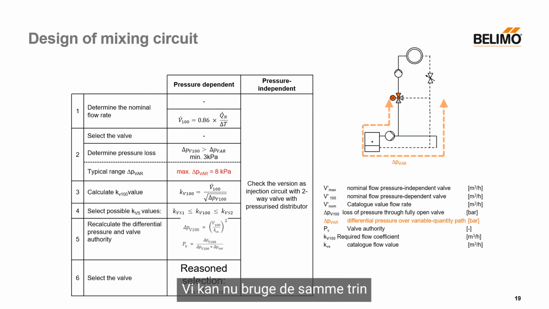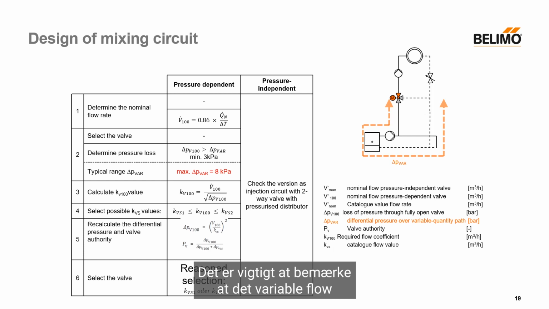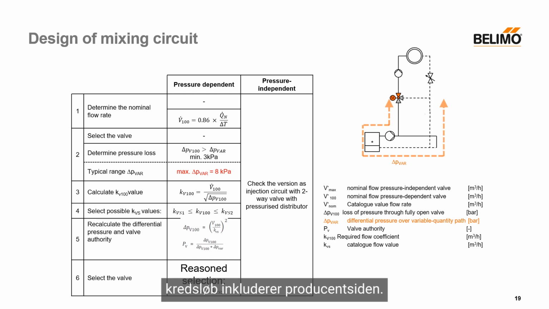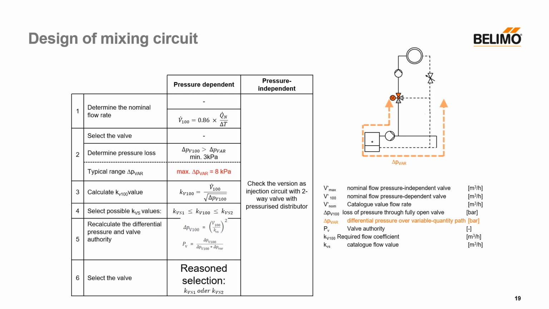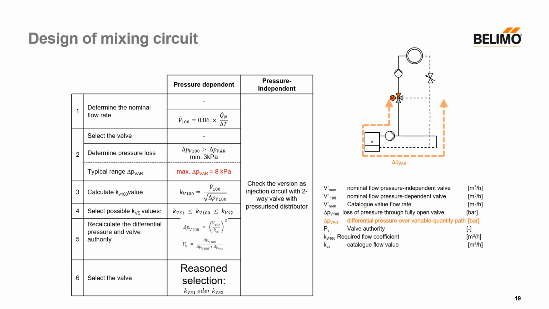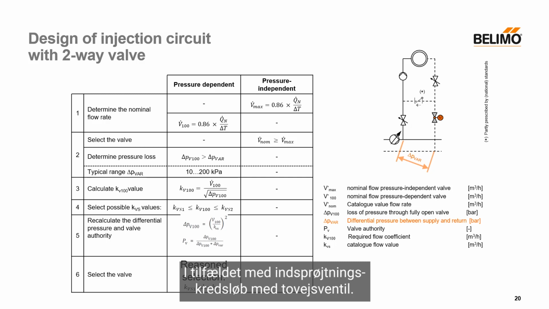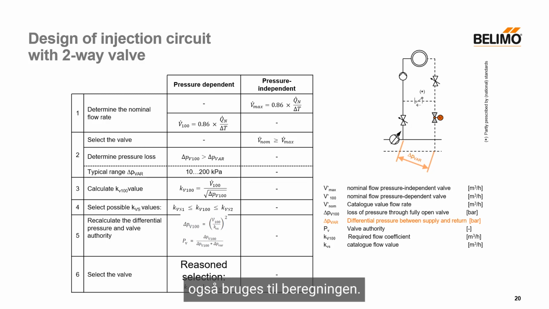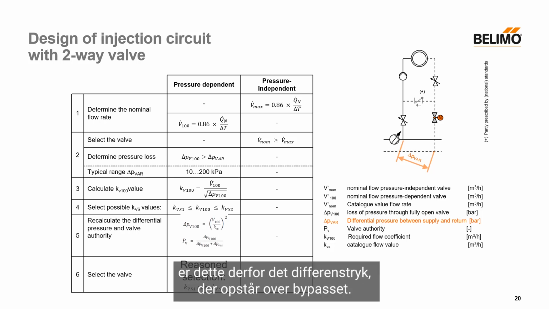We can now use the same steps to design the mixing circuit. It is important to note that the variable flow circuit includes the producer side. We recall that the mixing circuit is used where there are low-pressure manifolds. In the case of the injection circuit with the two-way valve, the differential pressure between the supply and return must also be used for the calculation. Due to the circuit layout, this is therefore the differential pressure that arises above the bypass.